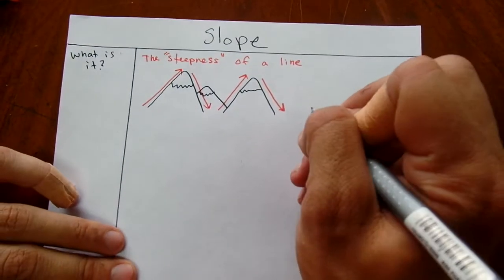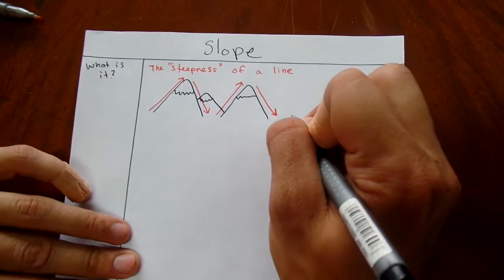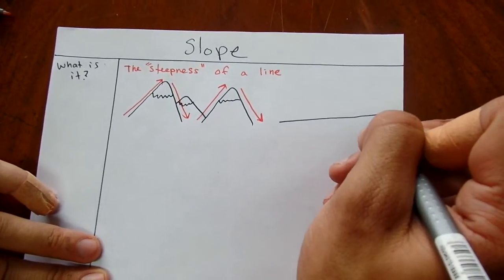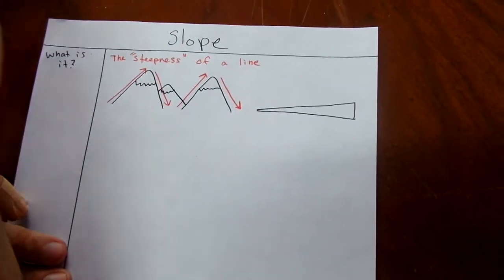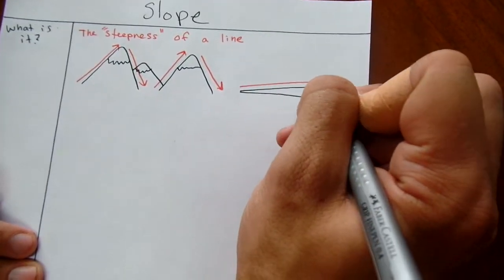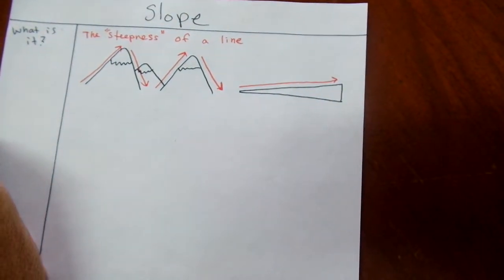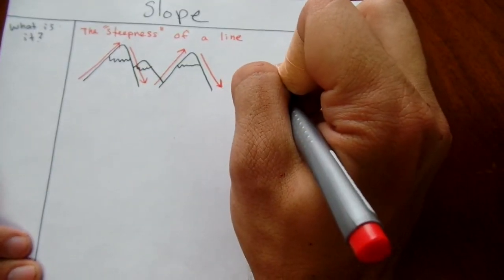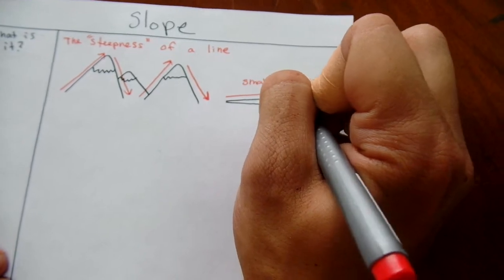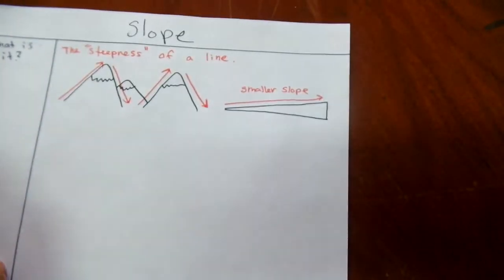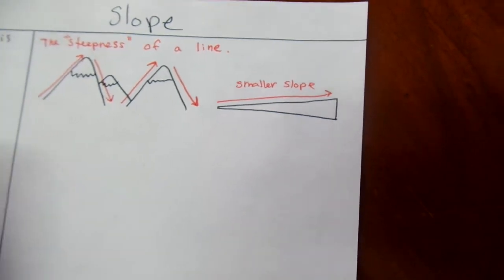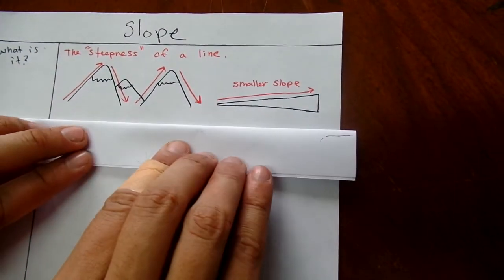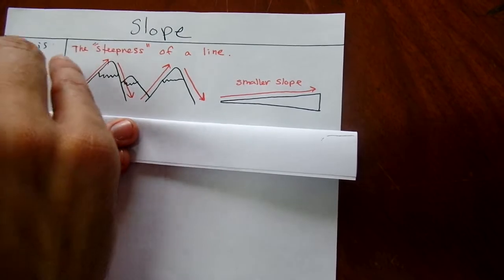A very small slope would be, let's just look at, I don't know what this is, we'll say it's a triangle. This slope would be very small. You can say that's a smaller slope. So the idea of slope is just essentially how fast it goes up or down. Okay? Now let's look at some types of slopes.